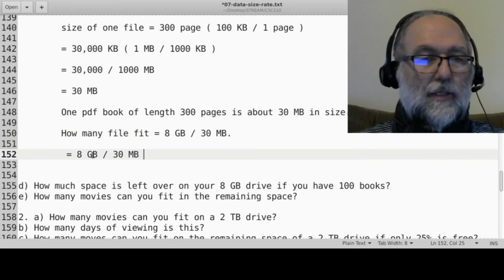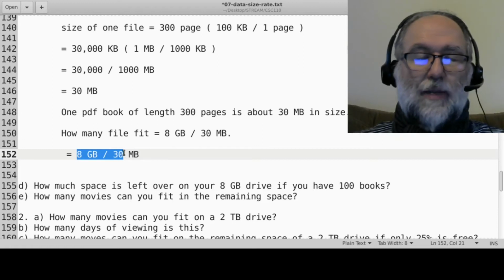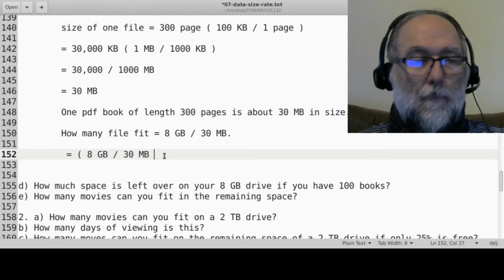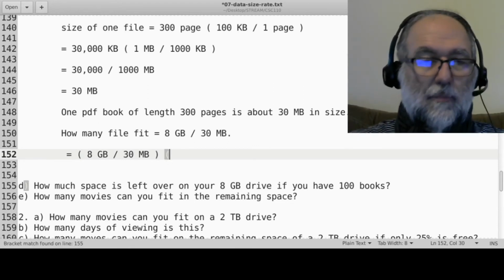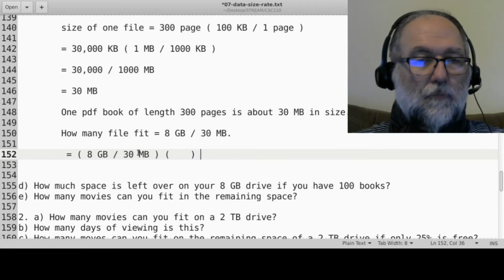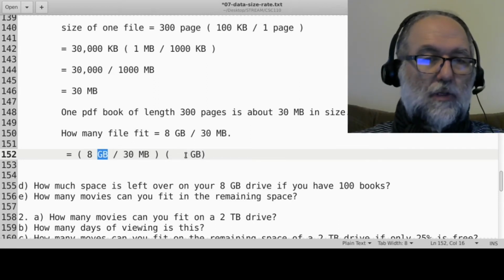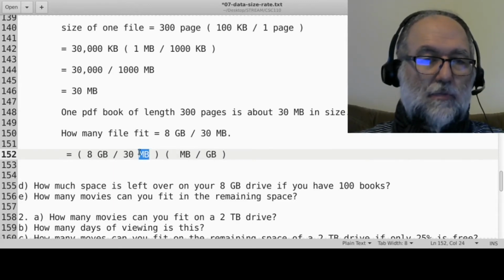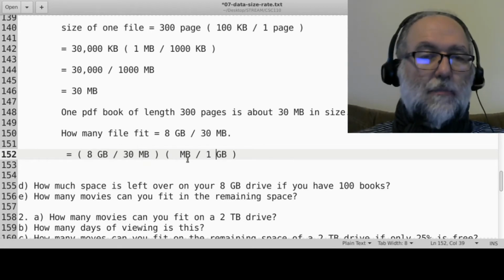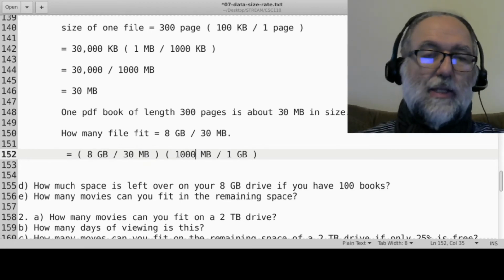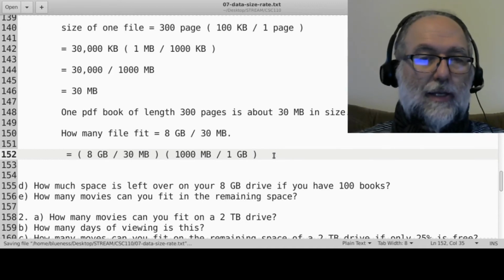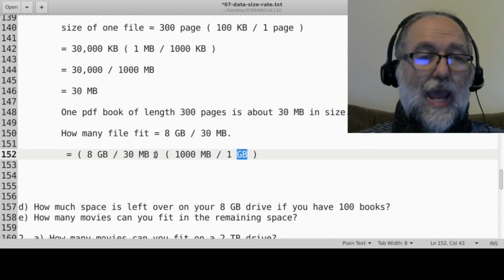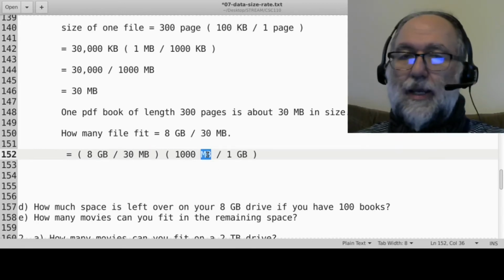All right, and the units are mismatched, so you can't just divide 80 by 30. You've got to fix the units first. We have to go from gigabytes to megabytes, so we want to eliminate gigabytes, and we'll put them in the denominator. We also want to eliminate the megabytes, so put them in the numerator. And 1 gigabyte is the same as 1,000 megabytes, from that chart. Now if you look at all the units, the gigabytes will cancel and the megabytes will cancel, because your final answer is just a number.